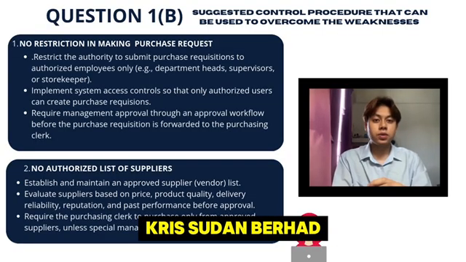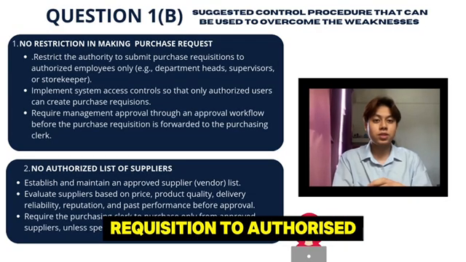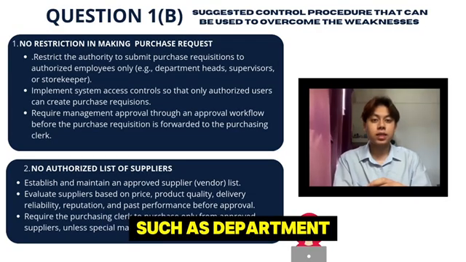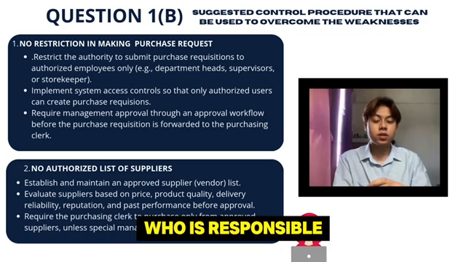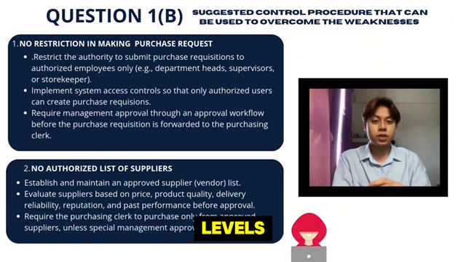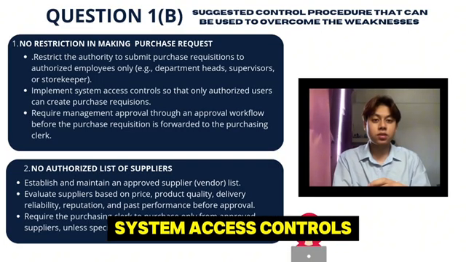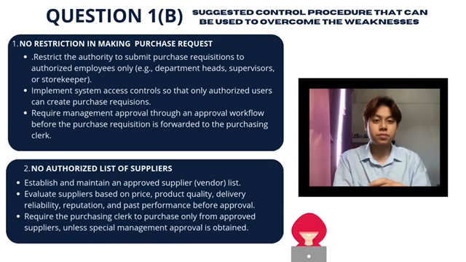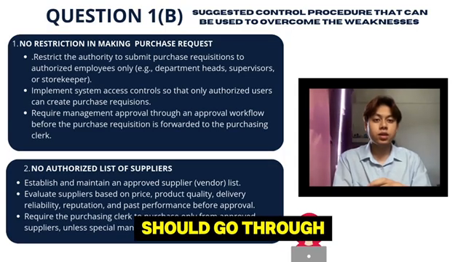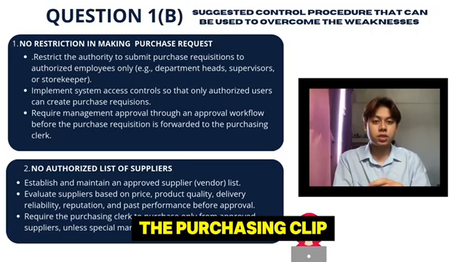First, Sedap Crispy Sendirian Berhad should restrict the authority to submit purchase requisitions to authorized employees, such as department heads, supervisors, or the storekeeper who is responsible for monitoring inventory levels. In addition, the company should implement system access control so that only authorized users can create purchase requests. And every request should go through an approval workflow before it is forwarded to the purchasing clerk.